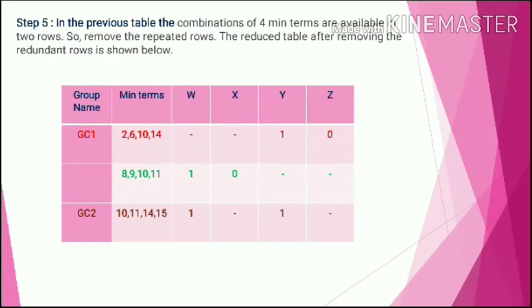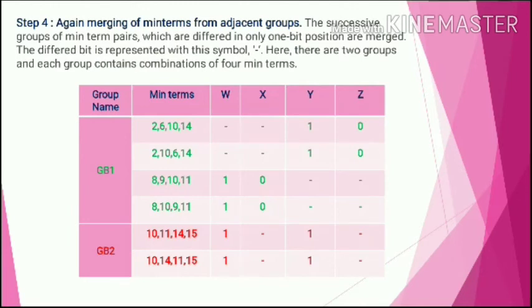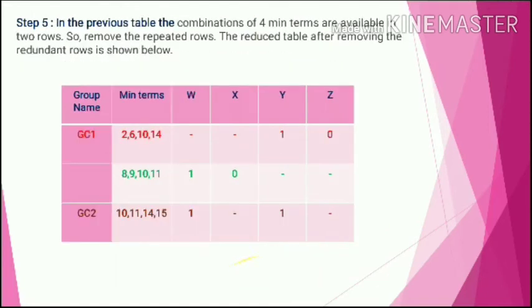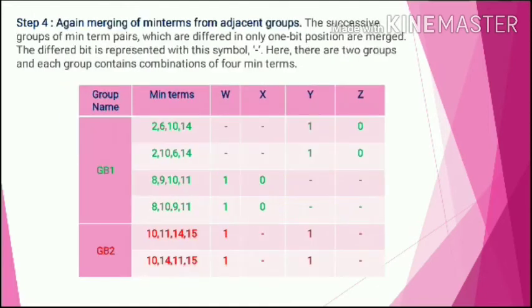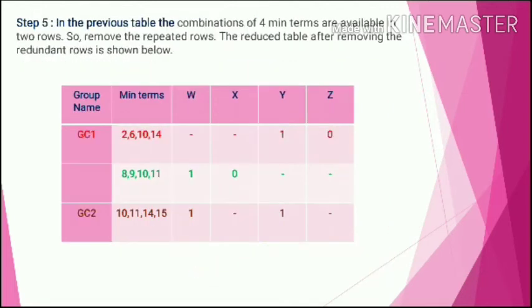Then next one. In the previous table, the combinations of 4 minterms are available in 2 rows. So look at the table. 2, 6, 10, 14. Again 2, 10, 6, 14. So both are the same. So remove the duplicate rows. Instead of 6 rows, you will get only 3 rows.